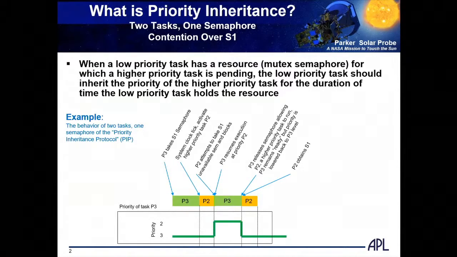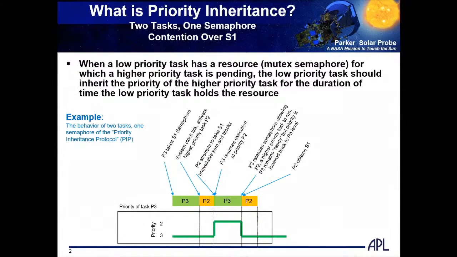Task P3 is running. It takes a semaphore. It has a semaphore, and for some reason, there's a system clock tick. A high priority task P2 runs, and it wants that semaphore. So task P3 gets elevated to the priority of task P2 until P3 releases that semaphore, and at that moment, its priority gets lowered back down. Once it releases the semaphore under contention, its priority goes back to its native priority.